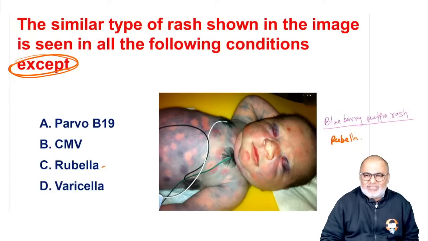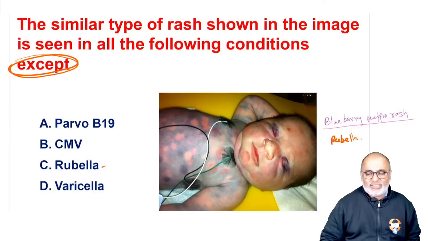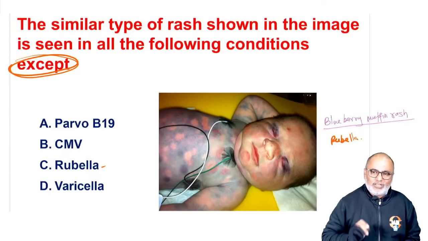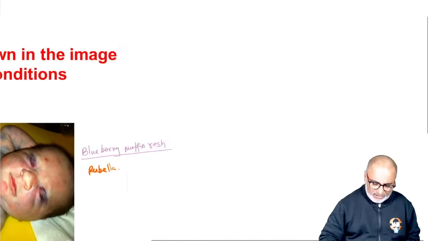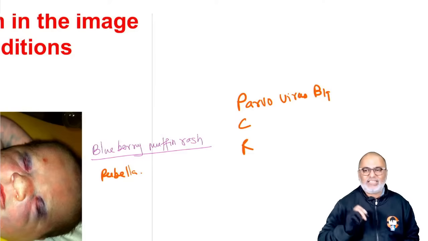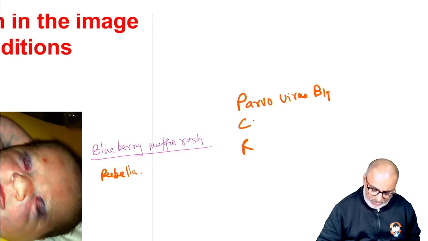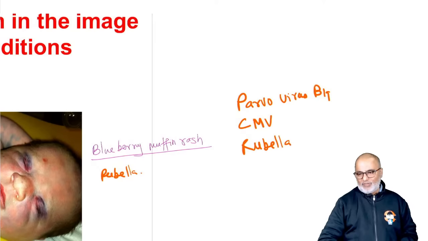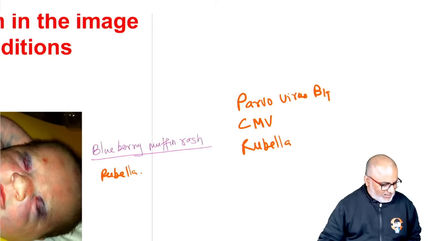Whenever an except question comes, that means you are going to be in trouble, the trouble ahead. So you need to know every point before answering an except question. Be careful, you need to know all the choices, then only you can go for except. So what are the conditions causing blueberry muffin rash? There's a famous mnemonic of mine, PCR. Parvovirus B19, slapped cheek rash, blueberry muffin rash, cytomegalovirus, and rubella. Parvovirus B19, cytomegalovirus, and rubella.